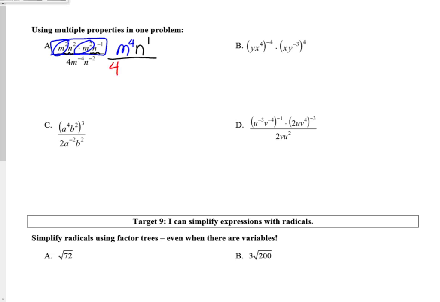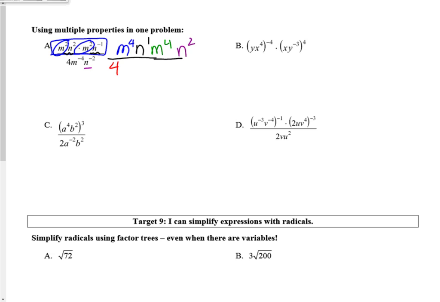Then I see m to the negative 4th. Well, I know if it has a negative exponent, I'm going to have to move it to the top. So I'm going to go ahead and move that m to the 4th up top. I have that n to the negative 2nd on the bottom, but again, it has a negative exponent. So I'm going to move that n squared up top.